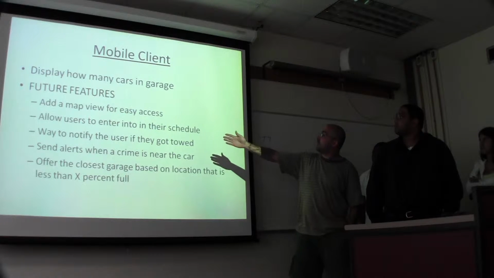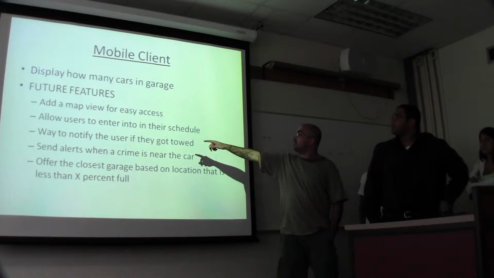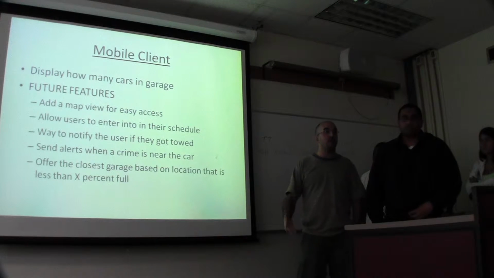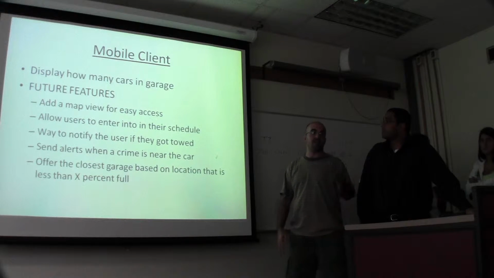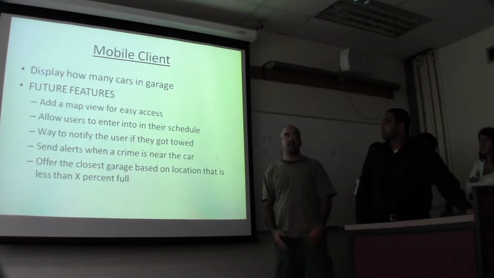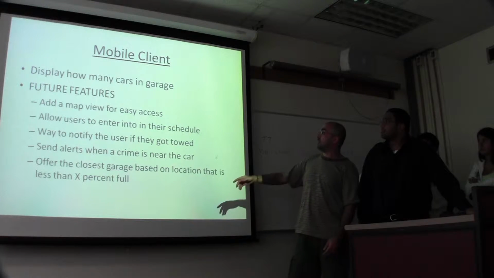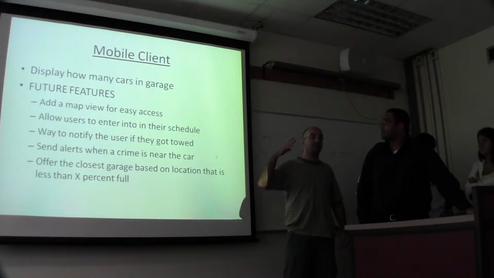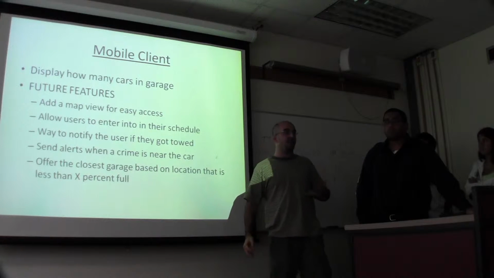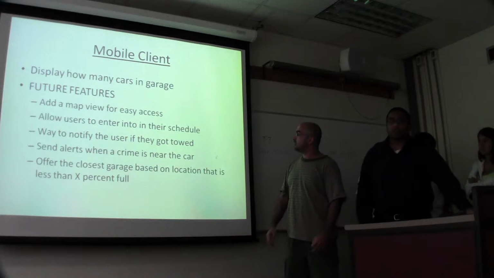Some things we didn't have enough time for that we would like to add, you'll see in the demo. One thing we would like is to allow the students to enter their schedule so that we could set the app to fire some amount of time before you're ready for your class. So it's 30 minutes or so before, and it tells you this is the most empty garage, or gives you other features like allowing you to see the closest garage to you, or the emptiest garage that's closest to your class, or any other combination of things. We just didn't get a chance to do all that. As of right now, it just shows you how many cars are in the garage.